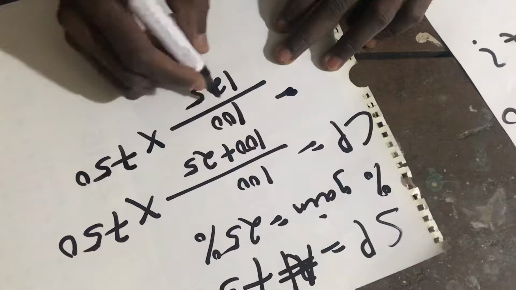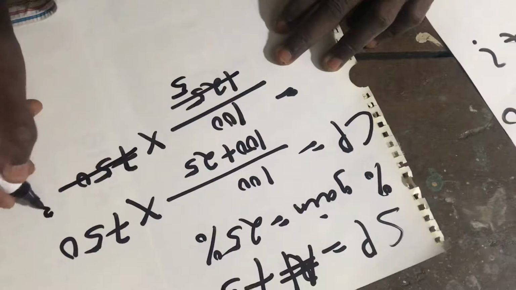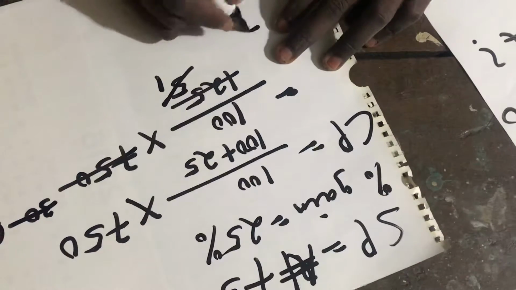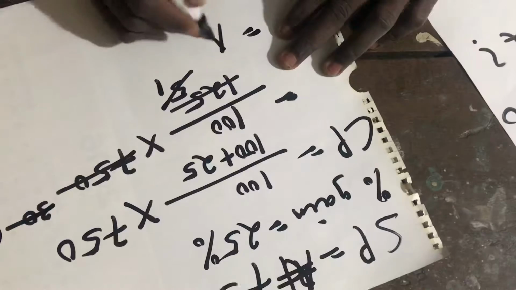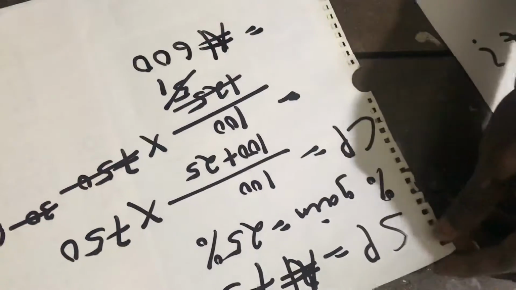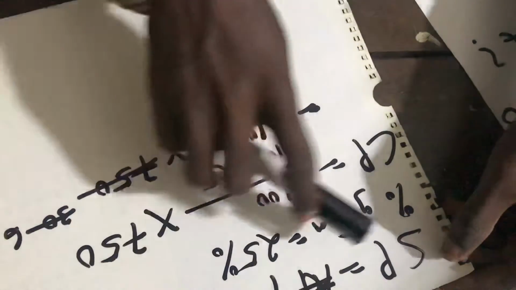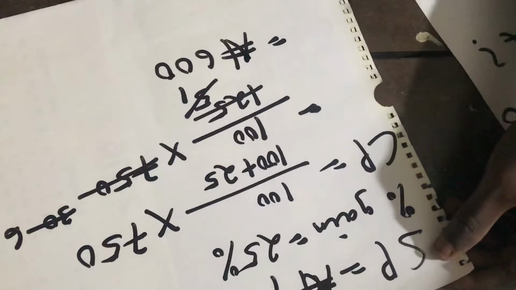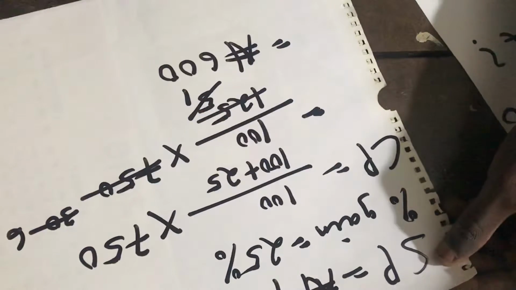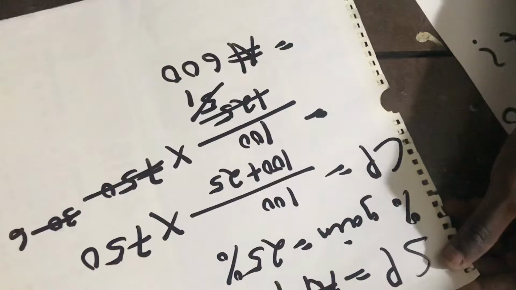And then we can cut: 25 here, 5; 25 here, 30; 5 here, 1; 5 here, 6. And the answer is 6 times 100, 600 naira. So that's the cost price. That means he bought the shirt for 600 naira and sold it for 750 naira. You can see there is indeed a gain. He made a gain of 150 naira.